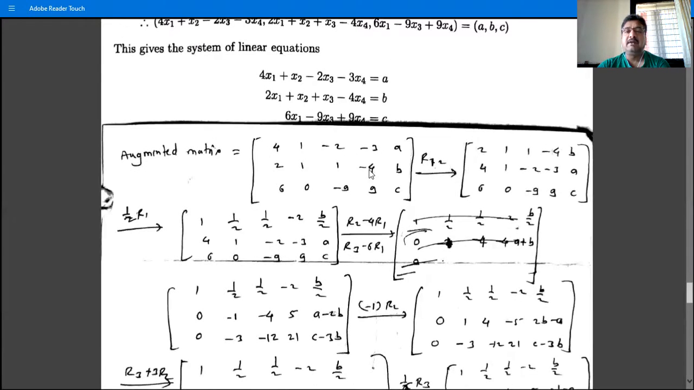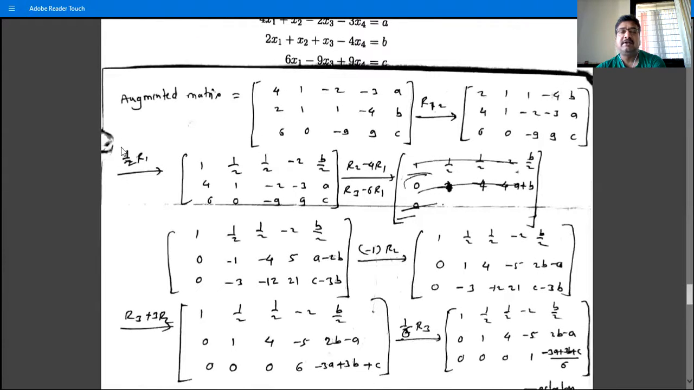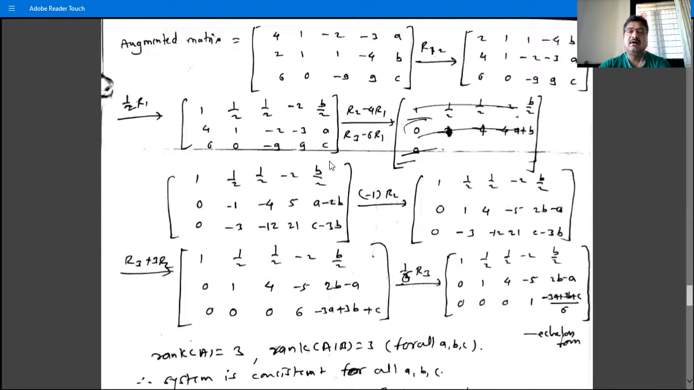If we form the augmented matrix, we convert this matrix to echelon form. We have to reduce this element to 1, so interchange the first and second rows, and then multiply R1 by 1/2. Then we have 1. Then we have to reduce these two elements, 4 and 6, to 0, so the operations are R2 minus 4R1 and R3 minus 6R1. After this calculation, we have this matrix with 0, 0 at this place.